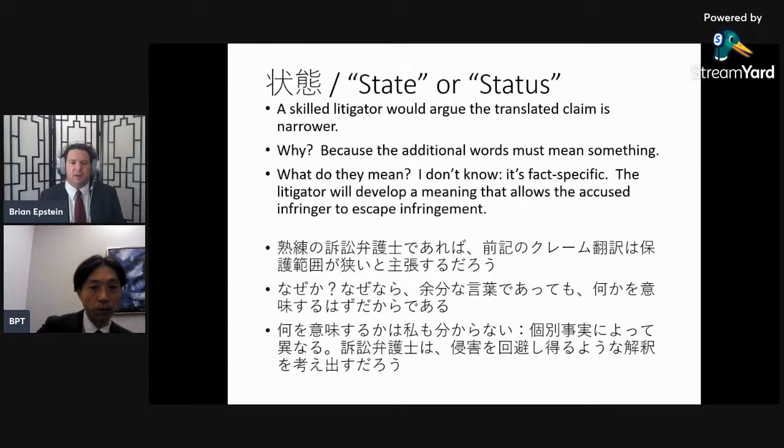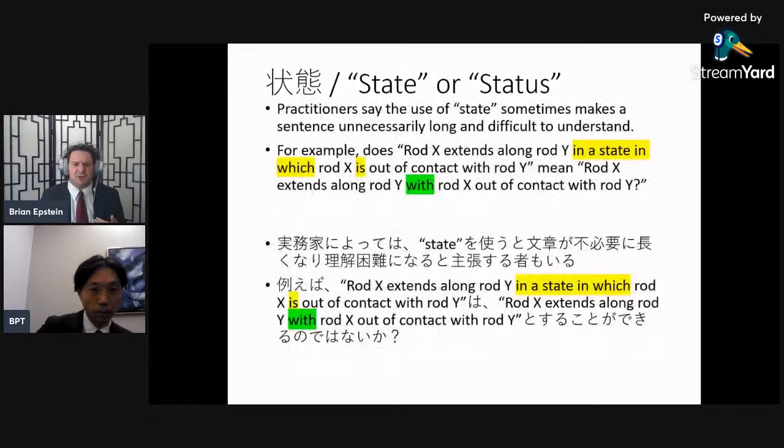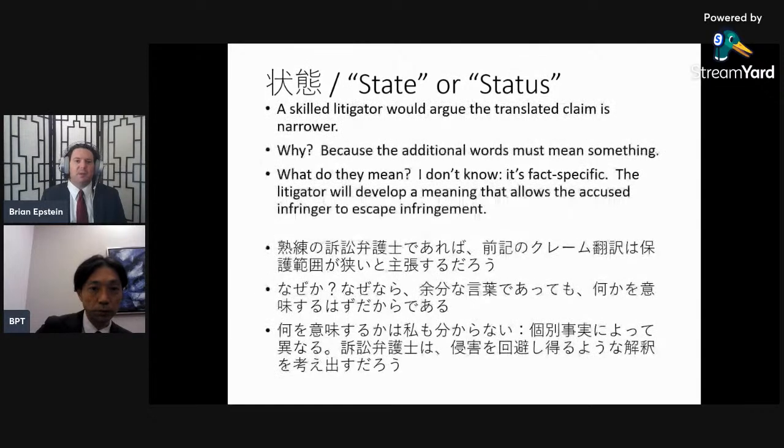If the applicant had wanted the feature to merely be, sorry, my mouse is acting strange here. If the applicant had merely wanted it to say rod X extends along rod Y with rod X out of contact with rod Y, right, the second one, then that's how the applicant would have claimed it. If the applicant instead claims this longer phrase using the term, in a state in which, we presume that the applicant did that out of choice. And therefore, these additional words in the claim must mean something.